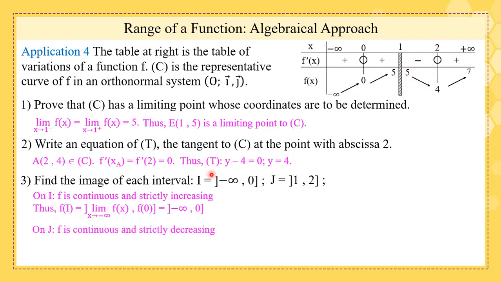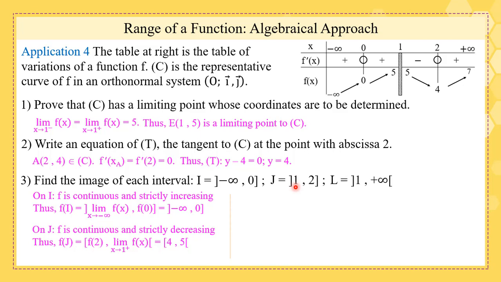We use the same procedure. f is continuous and strictly decreasing. So if this is a j, f of a j would be f of 2, and the limit. We flip the boundaries because the function is strictly decreasing, and f of 2 is 4. This is 4, and the limit as x tends to 1 plus is 5. Remember, this is 1, so in this case, we don't take f of 1, we take the limit as x tends to 1 plus.